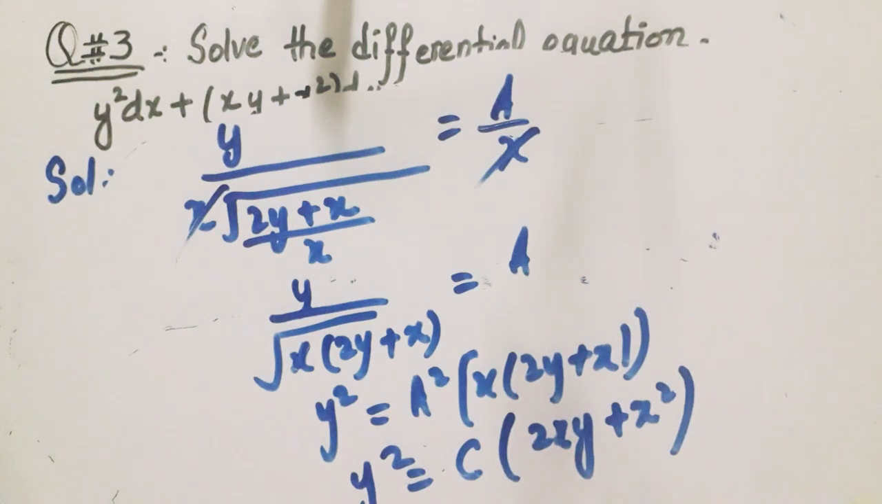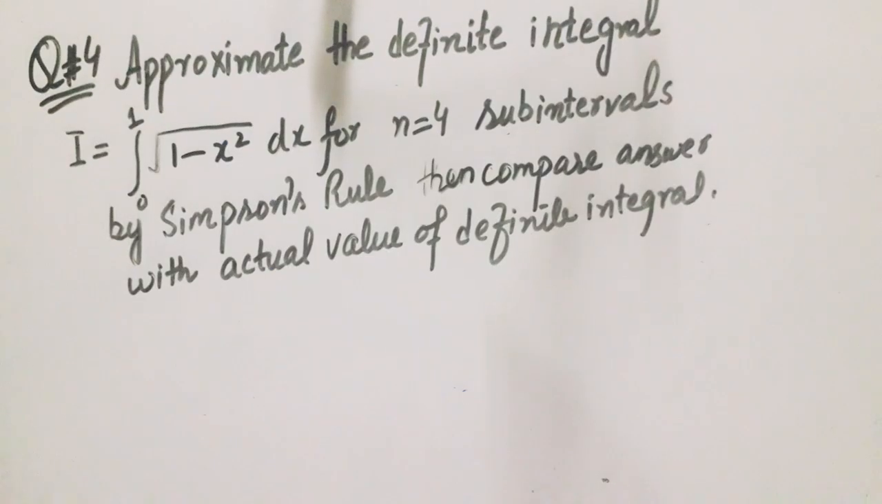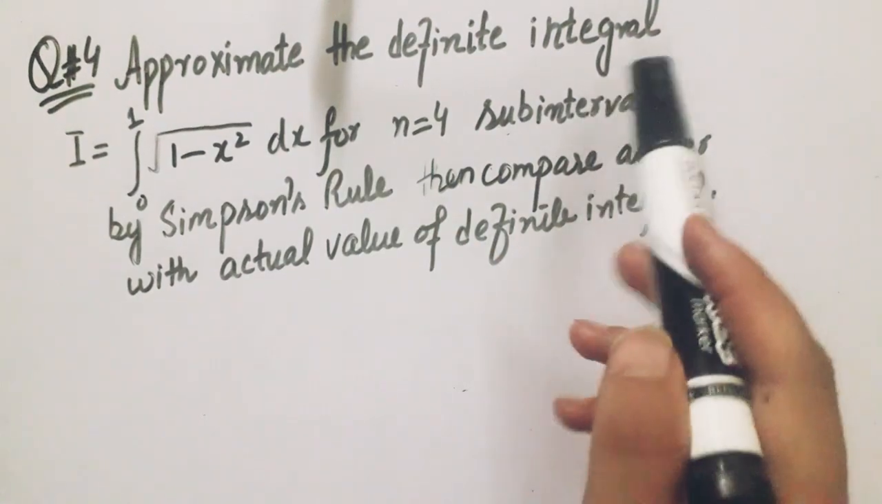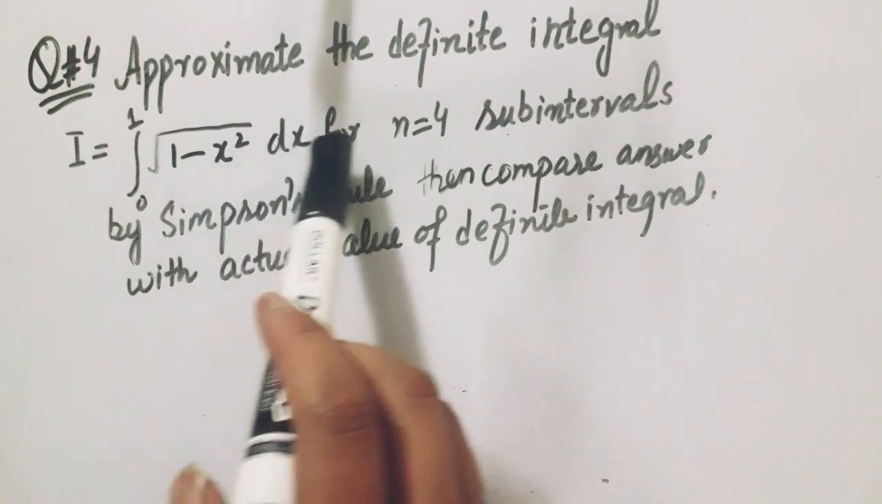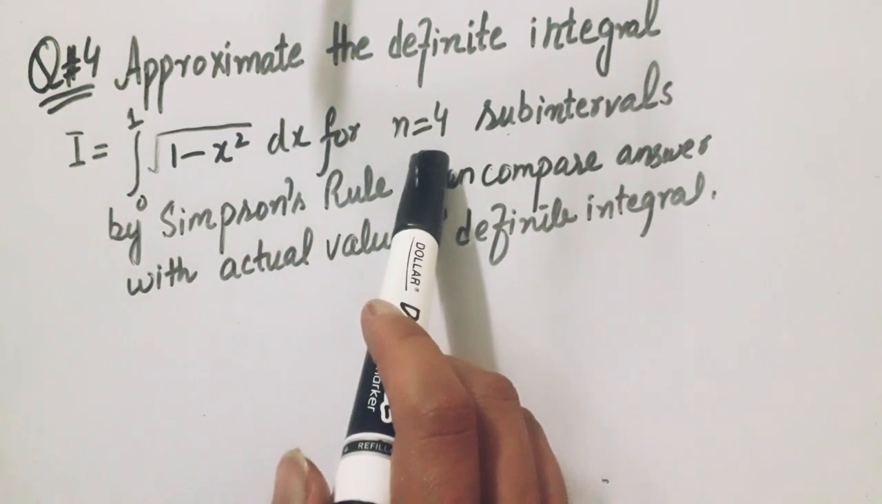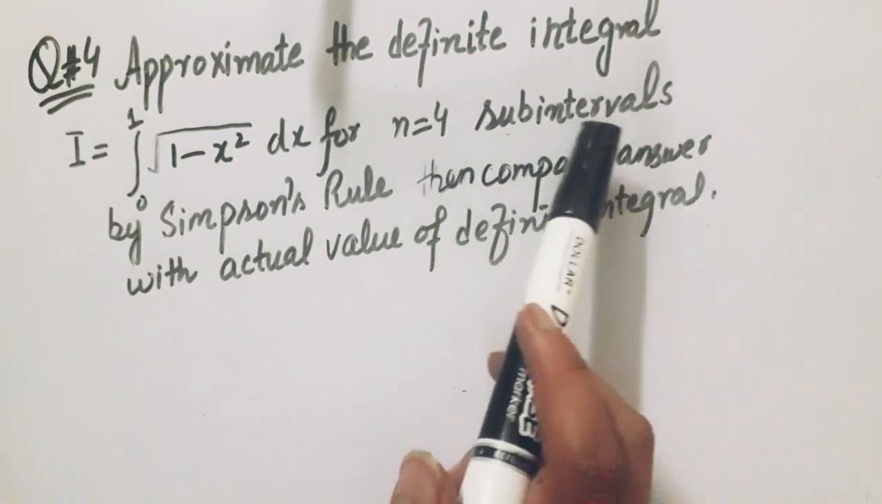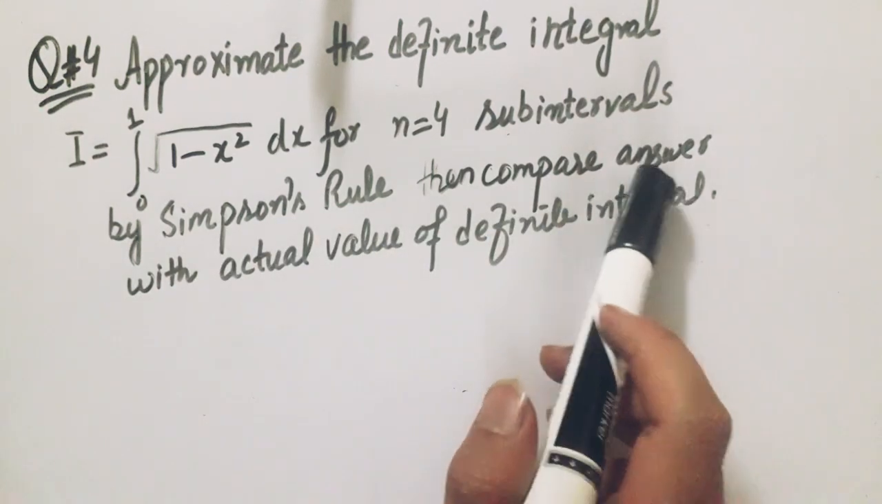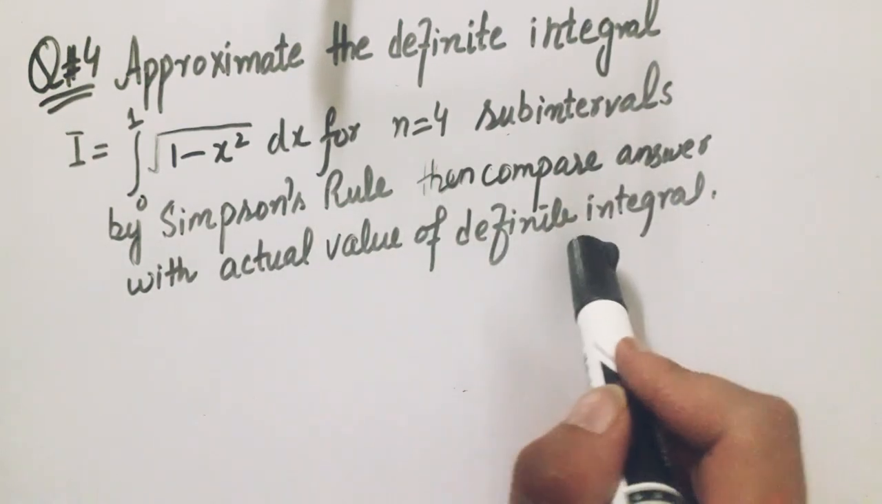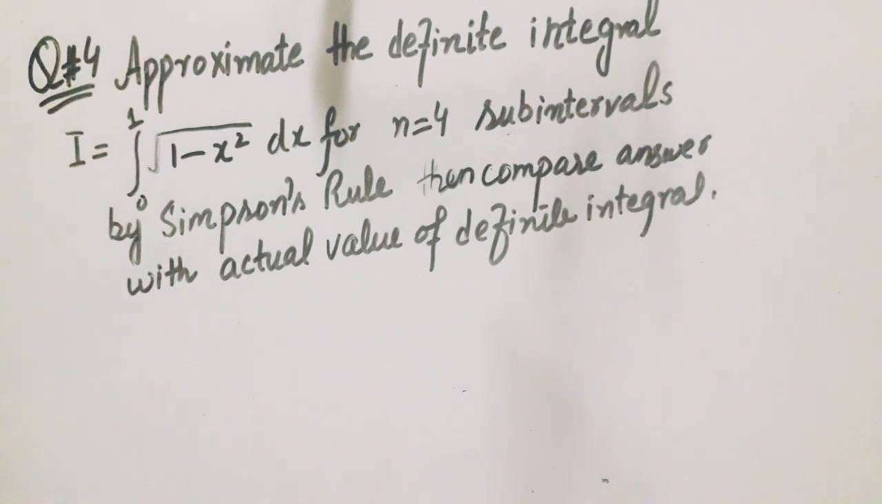Now we will solve question number 4. Question number 4 is: approximate the definite integral from 0 to 1 of square root of 1 minus x squared for n equal to 4 sub-intervals by using the Simpson rule. Then compare your approximate answer with the actual value of the definite integral. Now we will start this question. This is the last question of this model paper.